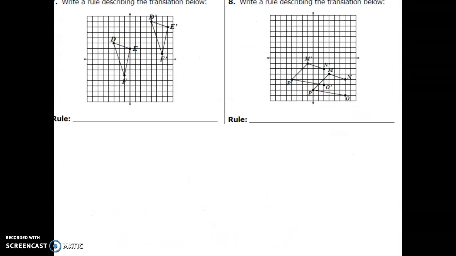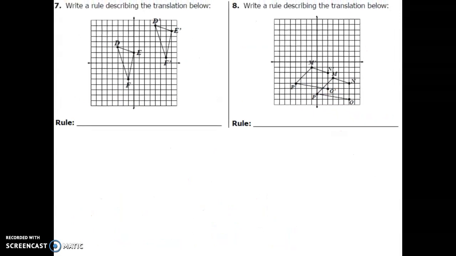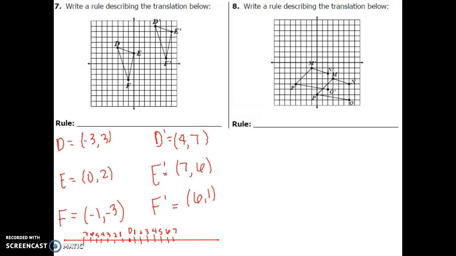For number 7, we are working backwards now. So we have our pre-image, and now we have our image. Here are my primes. So we have to see what the rule is. So we're working backwards. First thing I'm going to do is plot every single one of my points, both for my image and for my pre-image. So let's get that done right now.